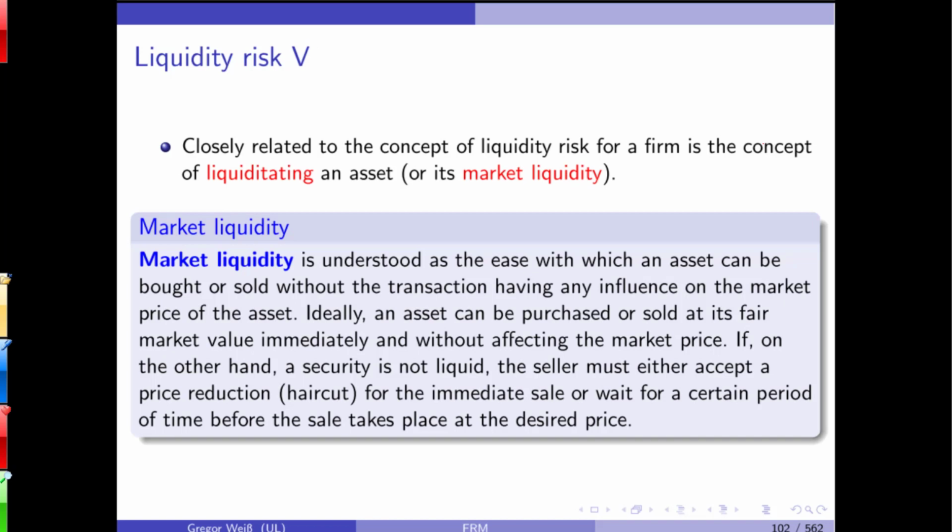Now, we've seen the liquidity of an investment. We've seen the liquidity of a company, and both are related to the market liquidity. What is market liquidity? It's understood as the ease with which an asset can be bought or sold without the transaction having any influence on the market price of the asset. And ideally, an asset can be purchased or sold at its fair market value immediately and without affecting the market price. If, on the other hand, a security is not liquid, the seller must either accept a price reduction, what we refer to as a haircut, for the immediate sale, or wait for a certain period of time before the sale takes place at the desired price. So this is the market liquidity.